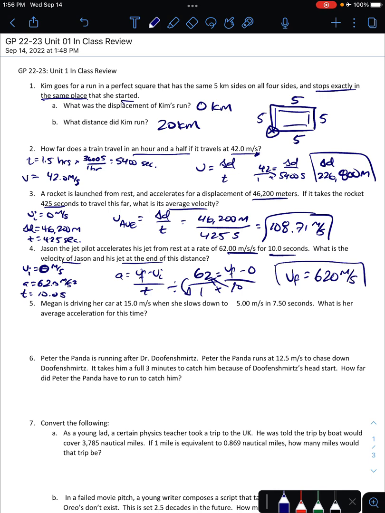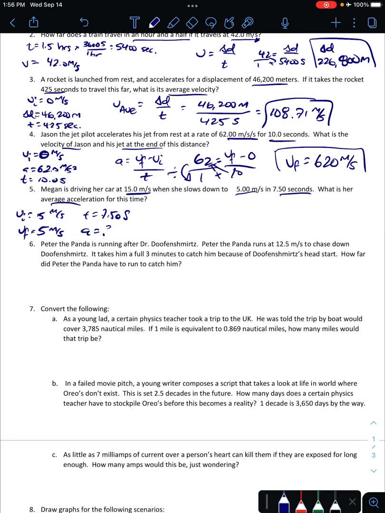All right. Megan is driving her car at 15 meters per second when she slows down to 5 meters per second in 7.5 seconds. What's her average acceleration? So if she starts at 15 meters per second, she ends up at 5 meters per second, and the time it took was 7.5 seconds. All right, we want A here. All right, let us do A equals VF minus VI over T. So that's going to be A equals my final, which is 15.